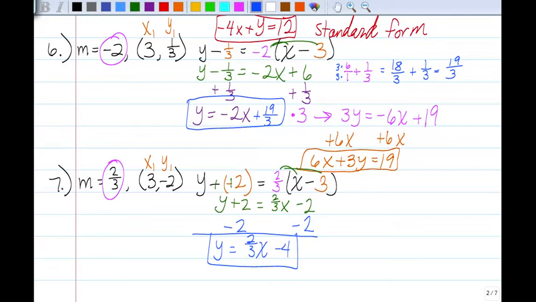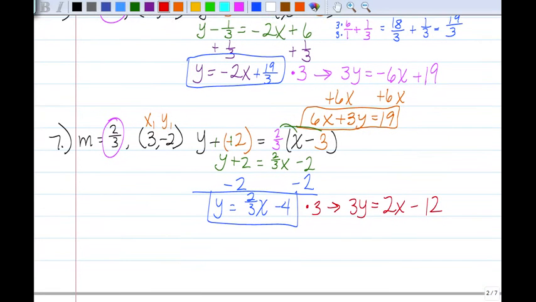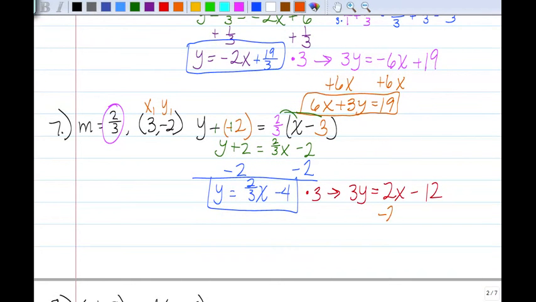Now again, if I want the other form, I need to get rid of the denominator. So I'm going to multiply the whole thing times 3, which gives me 3y equals 2x minus 12. And then I just need to move the 2x to the other side, so subtract 2x from both sides. So that gives me negative 2x plus 3y equals negative 12.